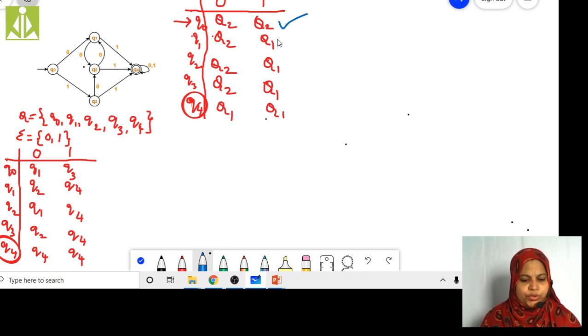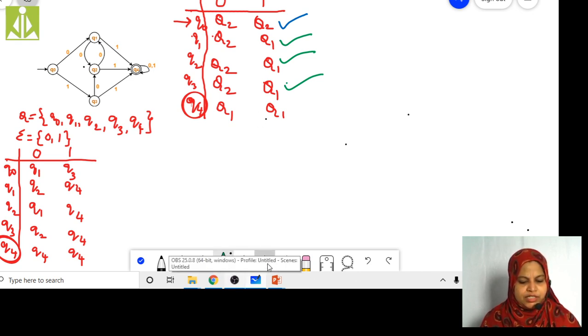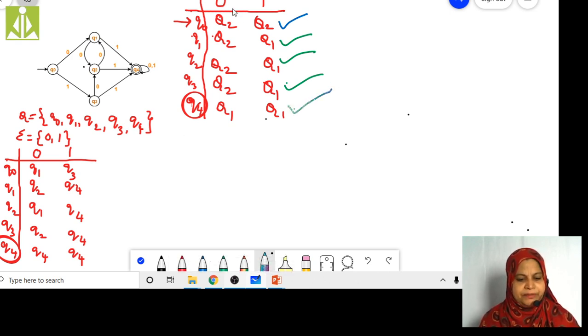Q2, Q1 is there three times, so these three are the same; these are the similar sets. Now is there any other Q1, Q1? No, Q1, Q1 is not there. So this is one set. Now after performing step 1, how many sets are we going to get here?